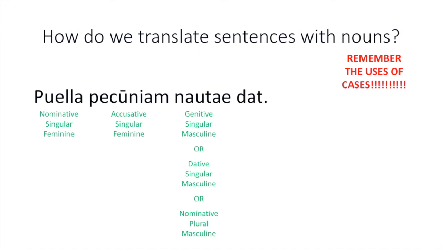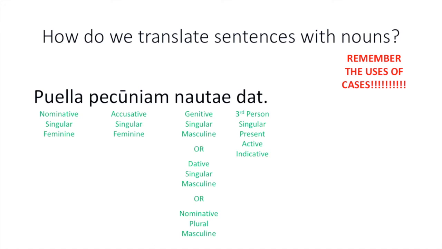Then we should also probably parse our verb, dat. It's third person, singular, present, active, indicative. Notice you can't forget things about verbs from the last chapter. They will continue to show up in all our other sentences. Now we need to apply our uses of cases and figure out what each of these do in our sentence. What are the roles of each of these words?